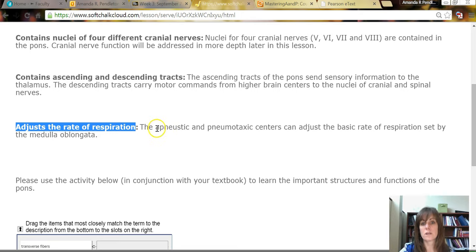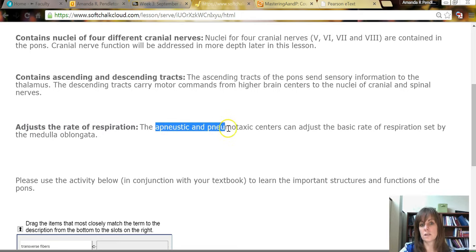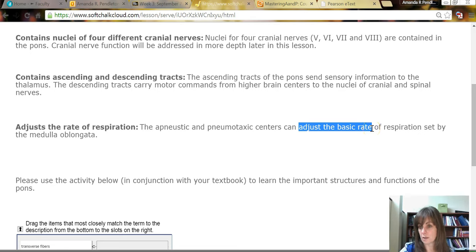And so there are 2 regions within that, the apneustic and pneumotaxic centers, okay, and they're going to adjust that basic rate that's set by the medulla oblongata. So again, it's the medulla oblongata, I think of it as the spark plug that triggers in and out breathing, and then it's the pons that says medulla oblongata, spark faster or spark slower.